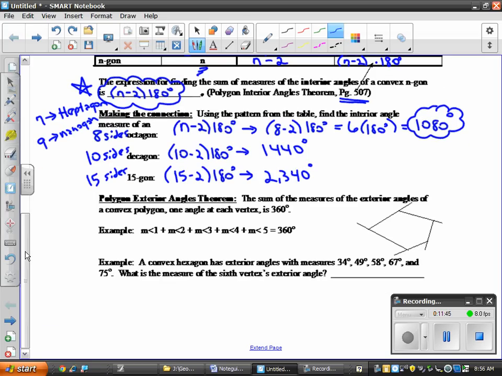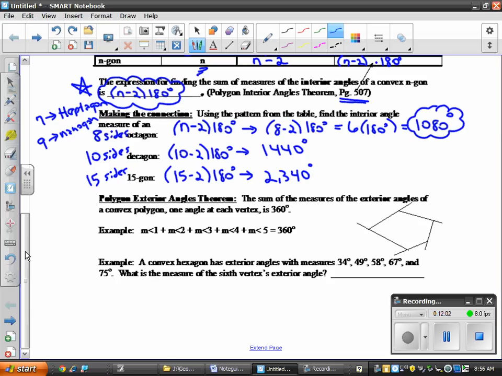Okay, so that's finding the interior angle measures of any polygon, or how you can find it. So if, for instance, you have a 100-sided figure and you want to know what the inside angle measures equal, you can put that into that polygon interior angle theorem and voila, you get your answer.